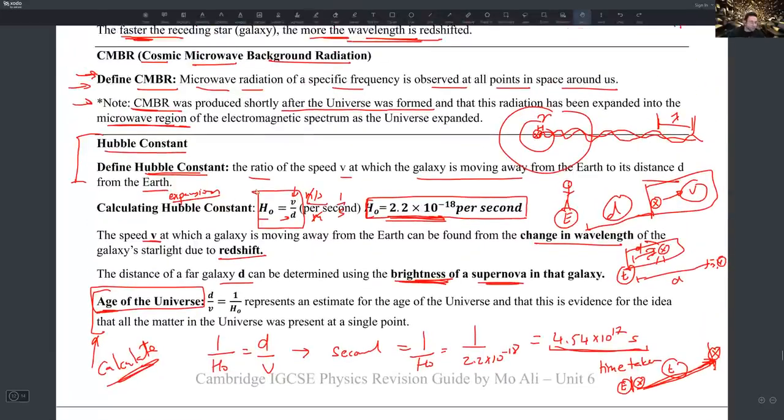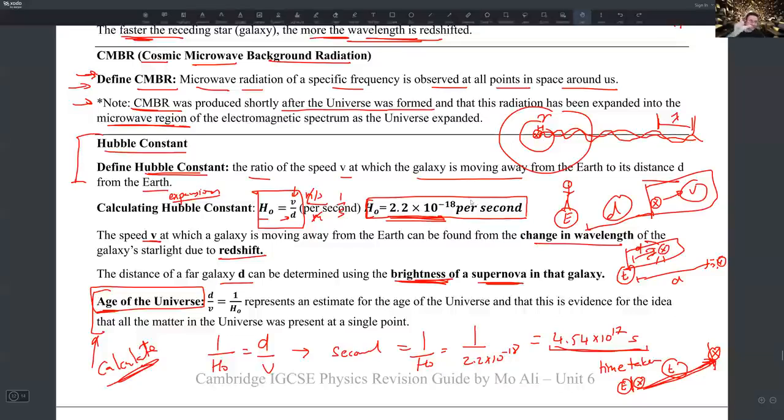Okay. The formulas, again Rana, the formulas are simply constants that scientists decided to calculate and measure. H0 is V over D. What's V? The speed of a receding galaxy. What is D? The distance between Earth and that galaxy. When we divided them, we found that it's moving away from us at this rate, 2.2 times 10 power negative 18.